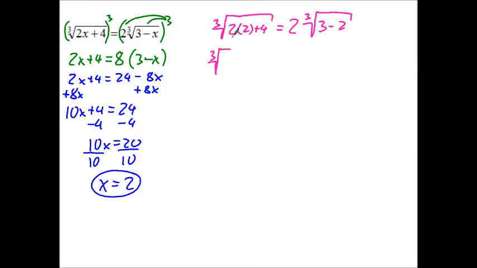The cube root of 2 times 2 is 4 plus 4 is 8 is equal to 2 times the cube root of 1. We have already figured out that the cube root of 8 is 2. Cube root of 1 is of course 1. 2 times 1 is 2. And yes, the solution does check out.